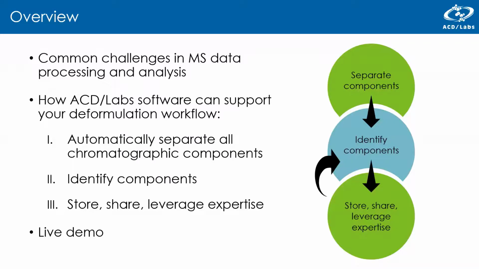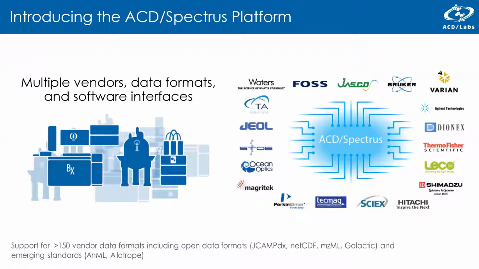So first, a quick introduction to the ACD Spectrus platform. ACD Spectrus is a vendor-neutral software platform that can support many different vendors, data formats, and software interfaces. So we support many of the large vendors, as well as many different open data formats, such as mzML, as well as emerging data standards, such as Allotrope.